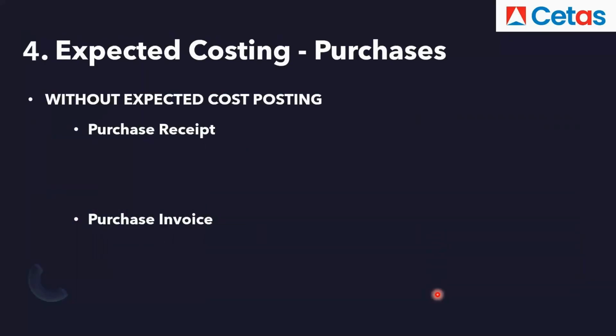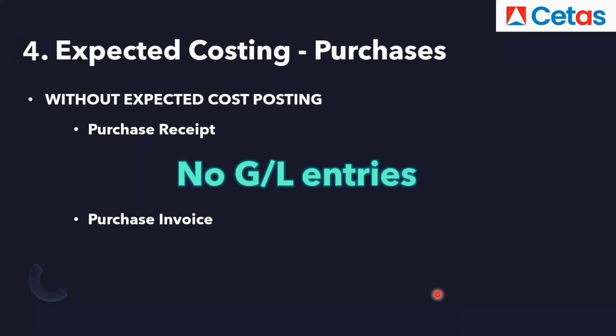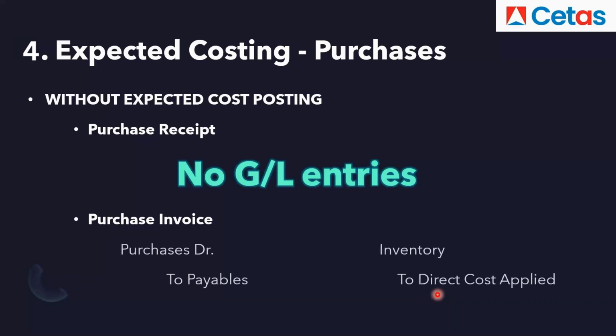Let's talk about expected cost posting and purchases. Normally, without expected cost posting, when we post a purchase receipt, no GL entry is created. Only item ledger entries and value entries are created. When a purchase invoice is posted, the entries purchases debit to payables and inventory to direct cost applied are created.